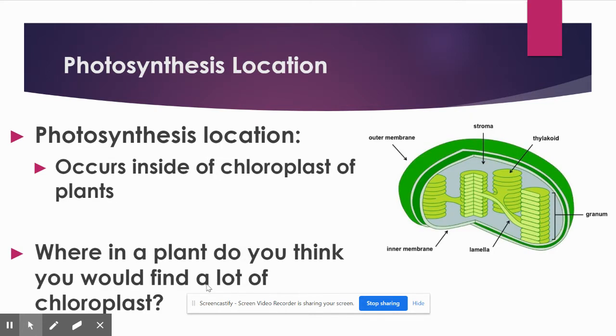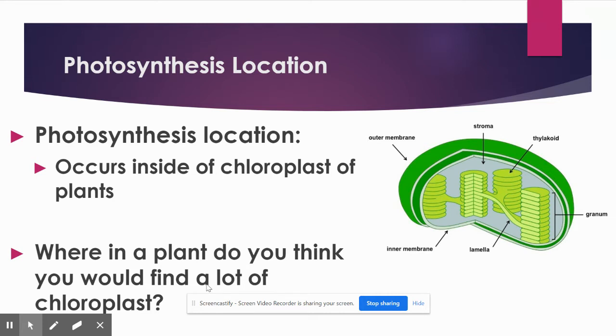So where does photosynthesis take place? It occurs in the chloroplast of plants. And we have a picture of a chloroplast on the right. Now remember, we're not looking at a cell. We're looking at an organelle. That's a part of the plant cell. That's one small part of the plant cell.